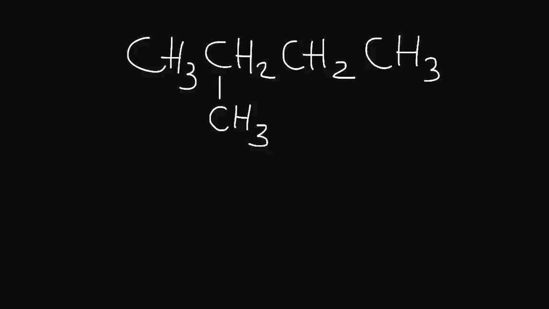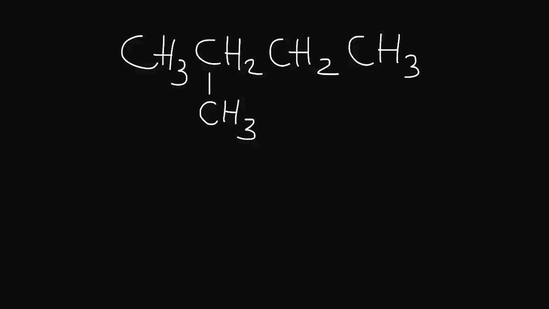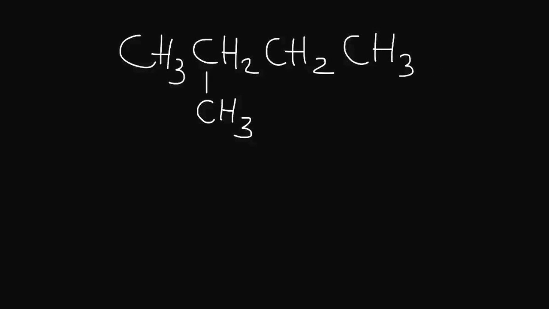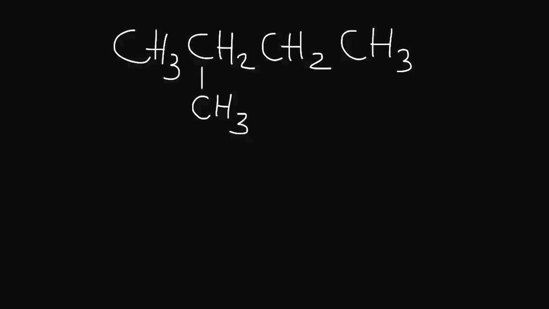This isomer still has 5 carbons, has a side chain. Longest chain is 4. So that means that the root of the name is going to be but, so this is butane. The substituent group is coming off carbon 2. And the substituent group is methyl, 1 carbon, methyl. So this is 2-methyl butane.